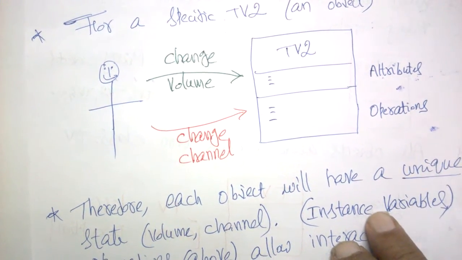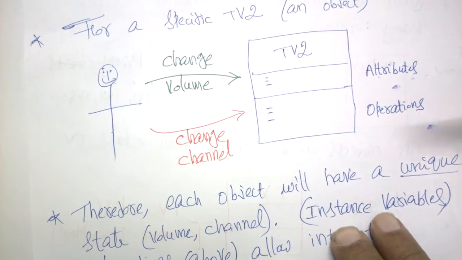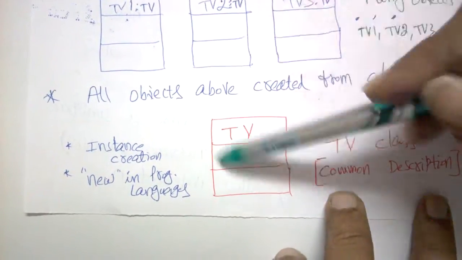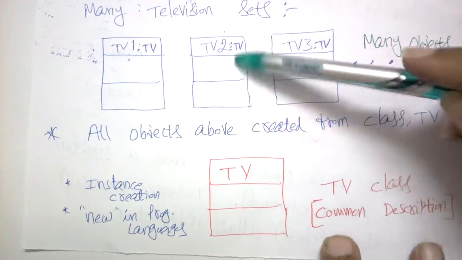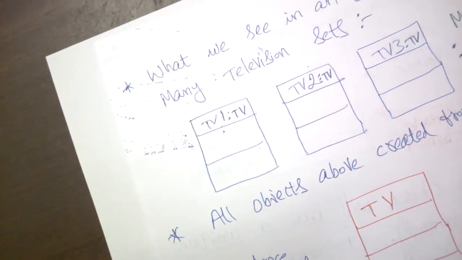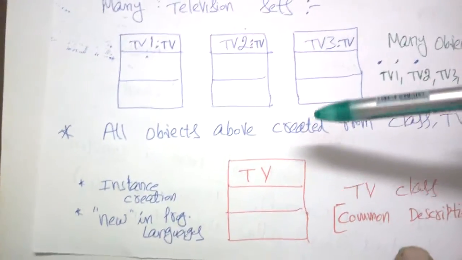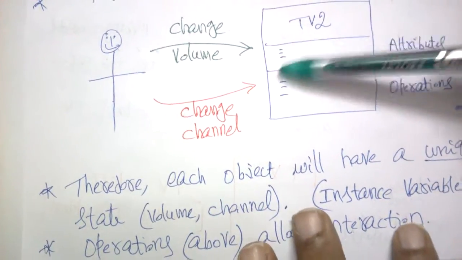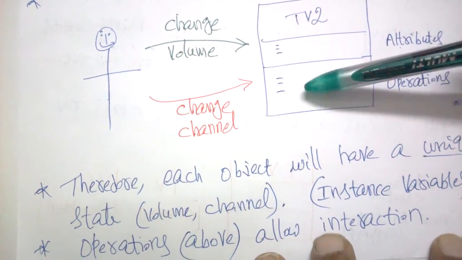Now let's summarize what we have understood so far. From a class, multiple objects are created. Each object has its own state. State means it has its own volume and channel, and so on. That's state. And each object has methods. So these are the attributes, and these are the operations.